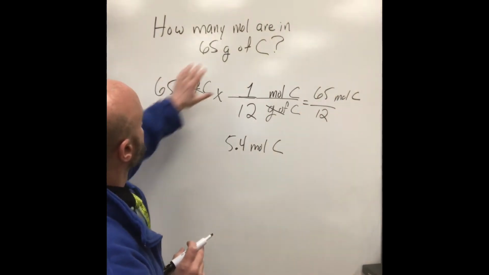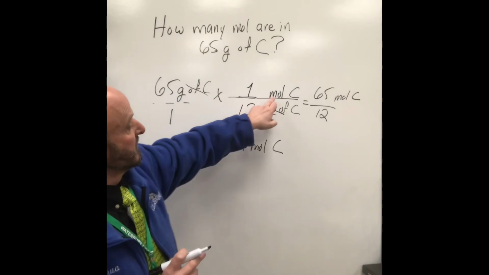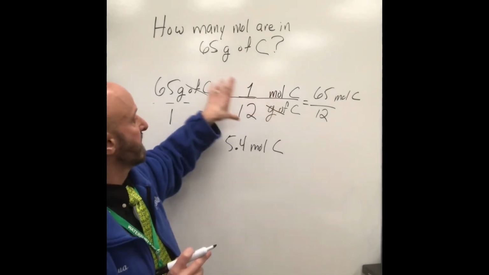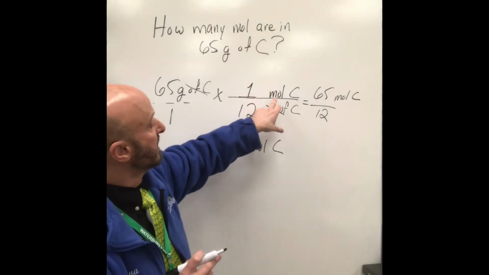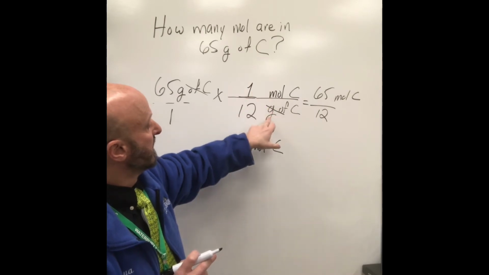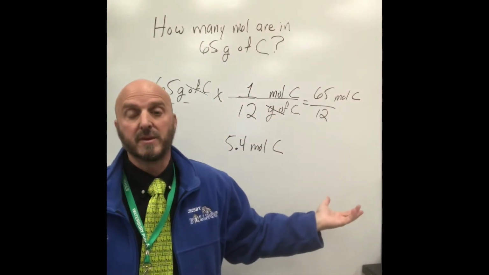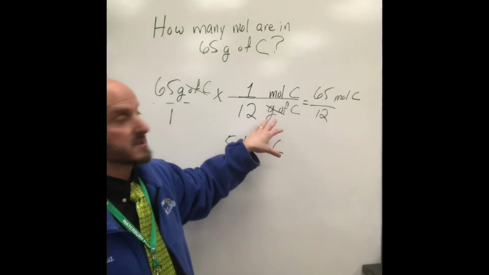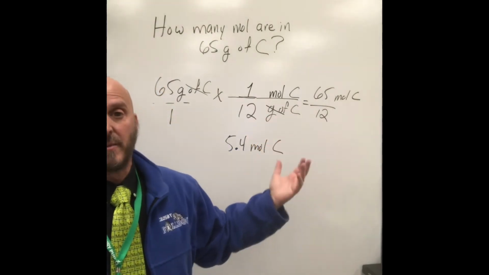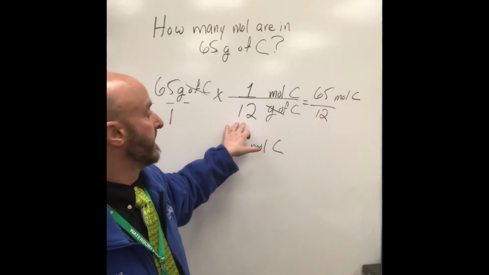Again, this number comes from the problem. The word mole, when you're in the fraction part of this equation, always gets the number 1. The unit gram always gets the atomic mass of the particular element that you're looking at. In this case, it's carbon. Go to the periodic table. The atomic mass of carbon is 12. That's where those numbers come from.